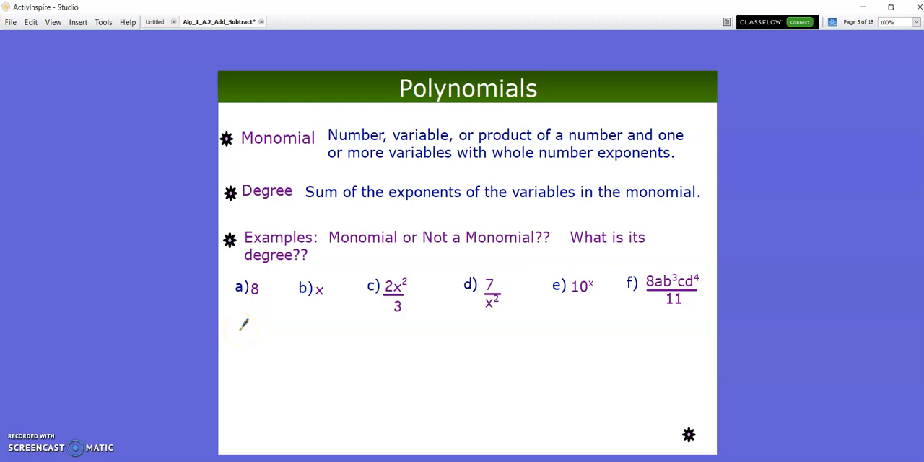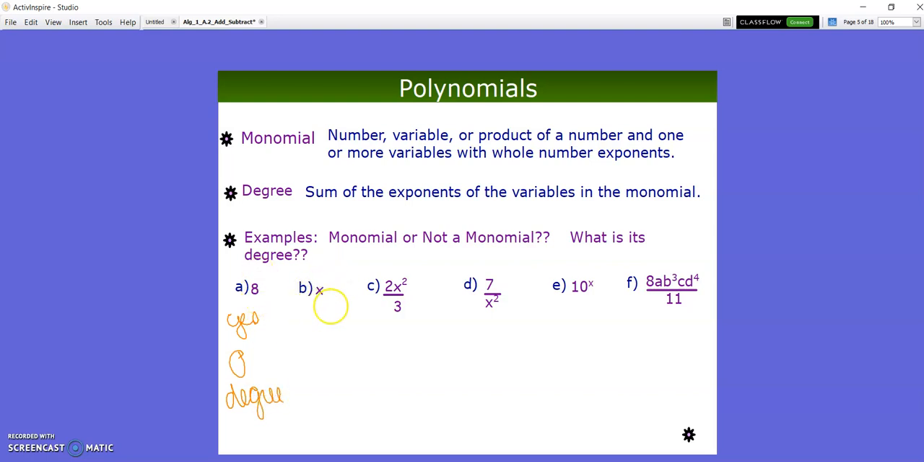In this monomial, it is one term, so it's just an 8. It's a monomial, so we'll write yes for that. It's a monomial, and it does not have a degree, so the degree is 0, and that's because I don't see any variables there.